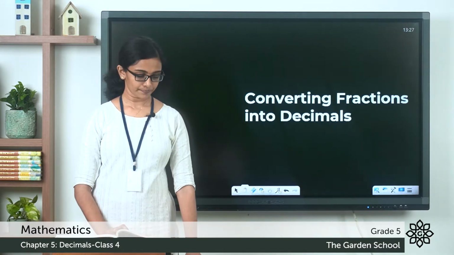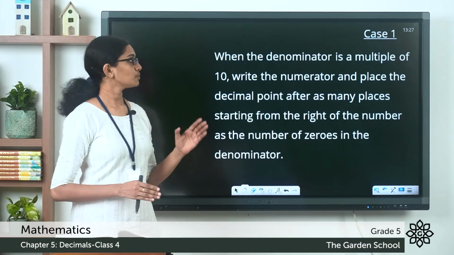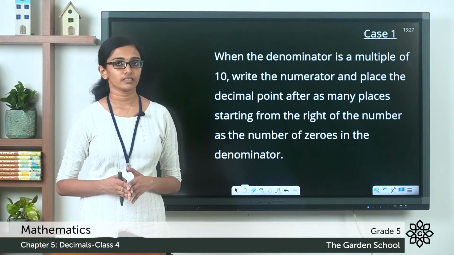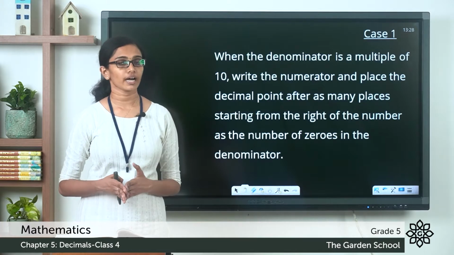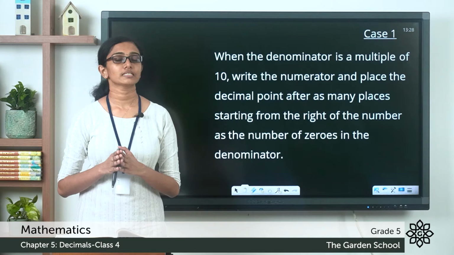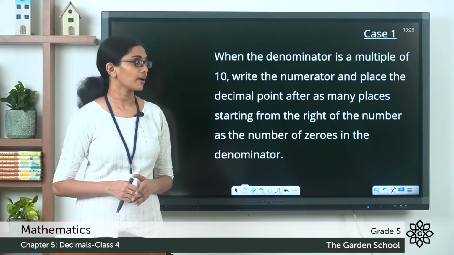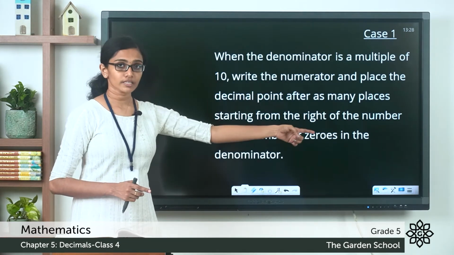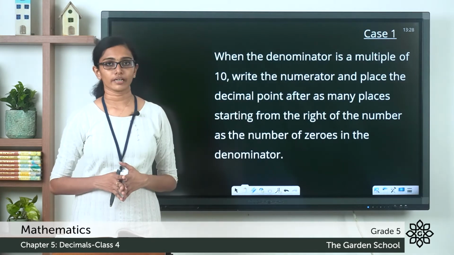Let's see case 1. In case 1, you have the denominator which is a multiple of 10. Like when you say 3 by 10, 2 by 10, 7 by 10, 3 by 100, 5 by 100. You have the denominator which is a multiple of 10. In that case, you have to place the decimal point after as many places starting from the right of the given number as the number of zeros in the denominator.